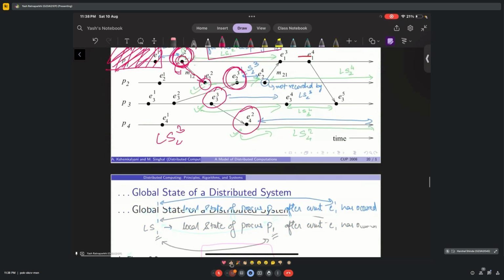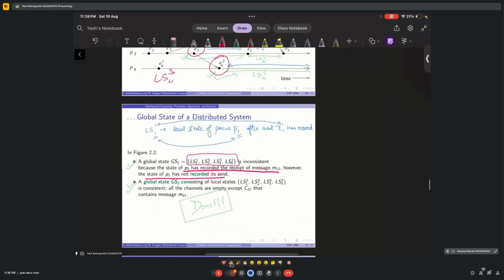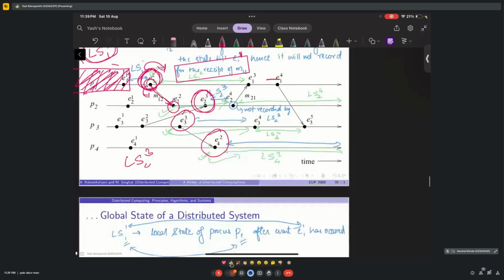Okay, cool. See this, why is this inconsistent? Because the state P2 has recorded the receipt of M12, however the state of P1 has not recorded its send. See here, where is P2? Here it is. At this moment of time, understand this. I'll explain it to you once again, just a minute. Let's look at it once more carefully, okay? Wait a minute. We talked about four states, I will be marking those states with a square, okay? Understand, I will explain to you again very slowly.